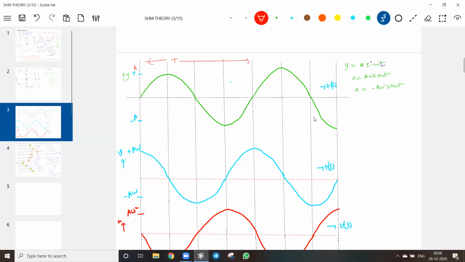This part of the graph is repeating again and again. I'll shade it for your convenience. This is called a positive half cycle. This is a negative half cycle. Only this part of the graph is going to repeat again and again. Again you'll get positive, negative. Again you'll get positive, negative. This is called periodicity.